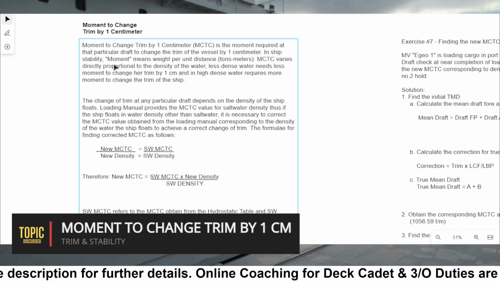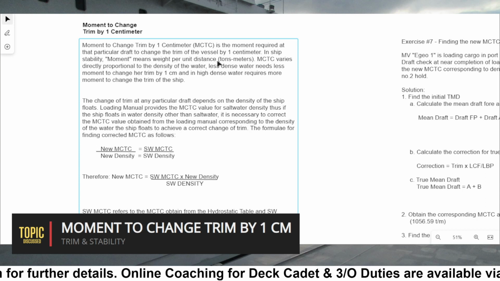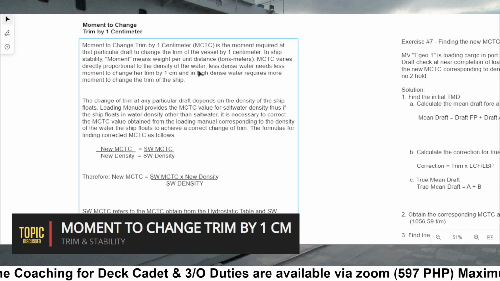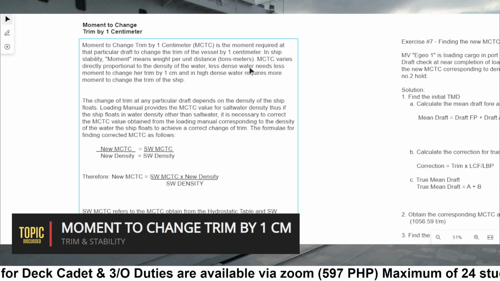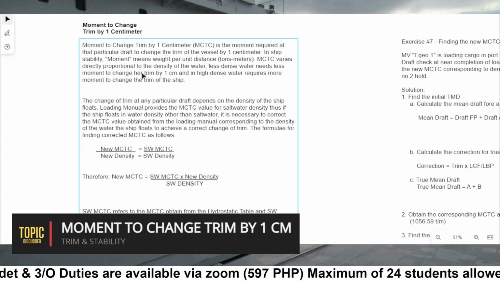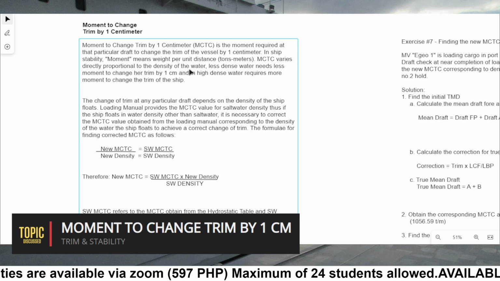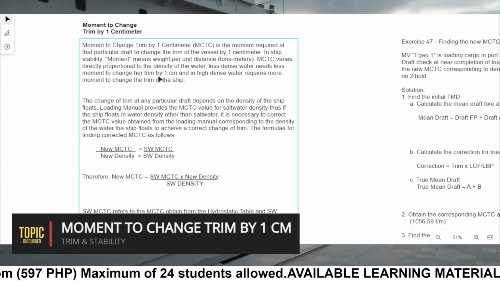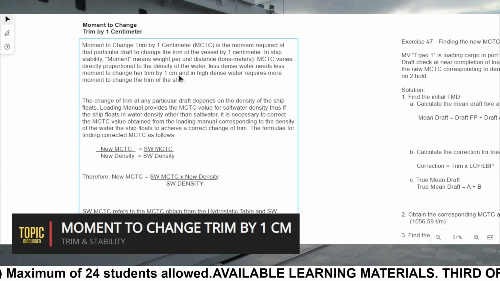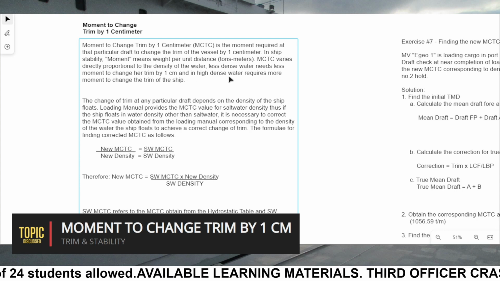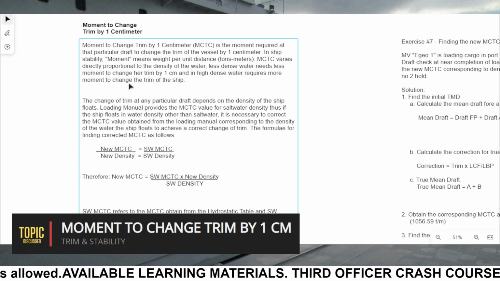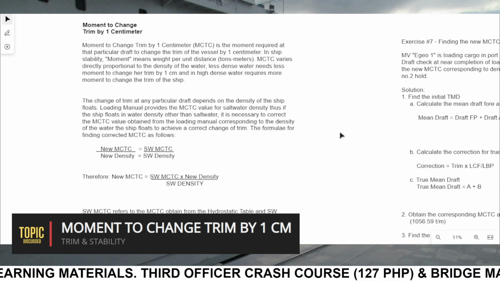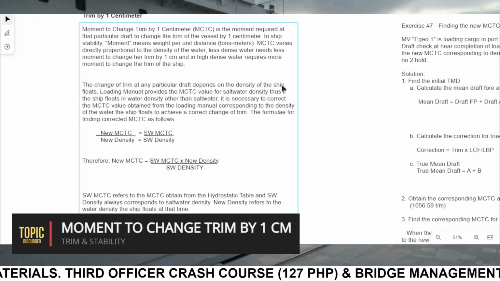In ship stability, moment means weight per unit distance. MCTC varies directly proportional to the density of the water. So to some extent, moment to change trim is directly connected or intertwined with the density of the water. Less dense water needs less moment to change the trim by 1 centimeter, and as an inverse of that, high dense water requires more moment to change the trim of the ship. The change of trim at any particular draft depends on the density of the water the ship floats in.